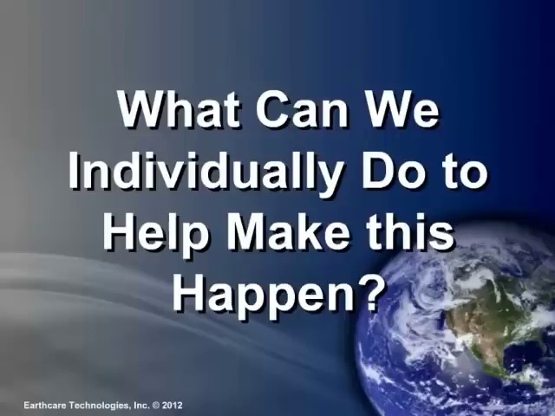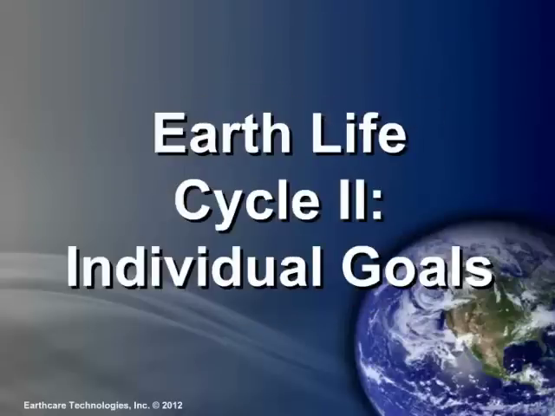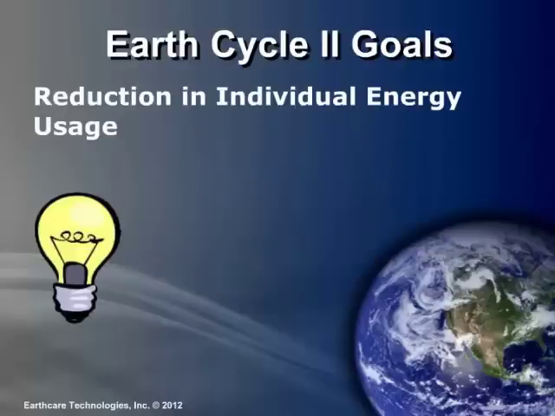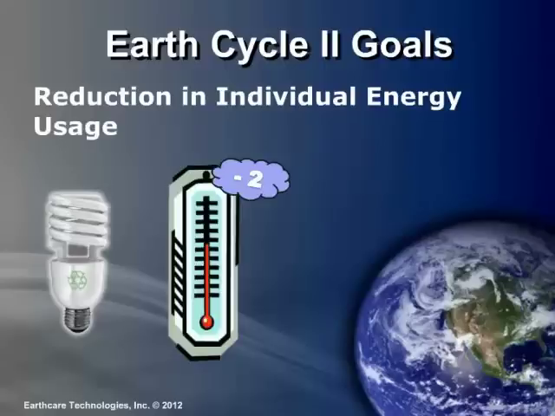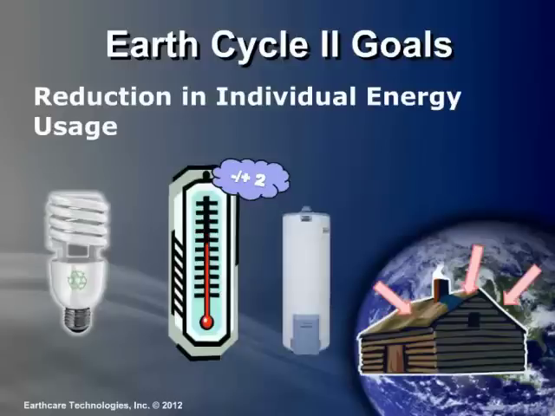What can we do individually to make this happen? There are little changes we can each make in our lives that, collectively, could help restore the health of our planet. Reduction in individual energy usage. Try reducing your energy supply by turning off unused lights and replacing your old light bulbs with more energy-efficient fluorescent bulbs. Lower your thermostat by 2 degrees in the wintertime and raise your thermostat by 2 degrees in the summertime. Make sure your home is insulated as effectively as possible.